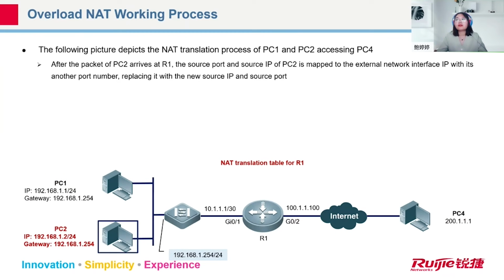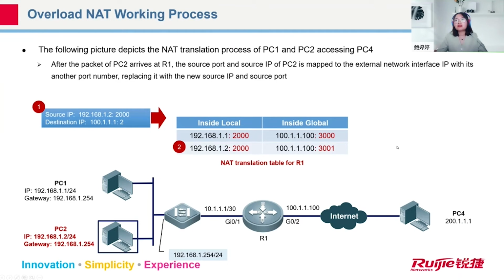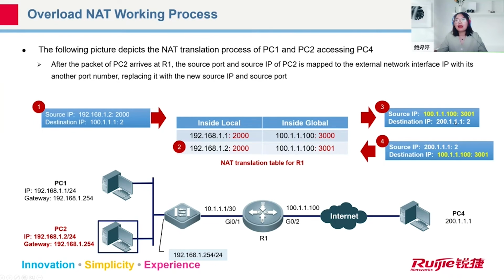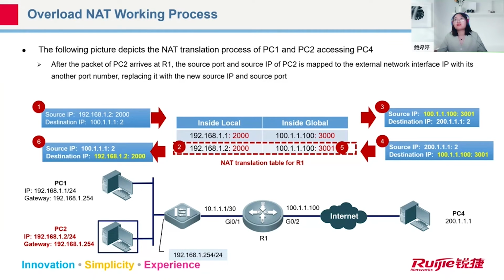But at the same time, if PC2 wants to visit, with its source and destination, we will take the same public IP address, 100.1.100, and the difference is that we will use 3001 to indicate PC2. So finally, the message is sent out like this and comes back to PC2. Theoretically, we can support more than 65532 terminals, with one public IP address directly visiting the internet. So this is overload NAT.